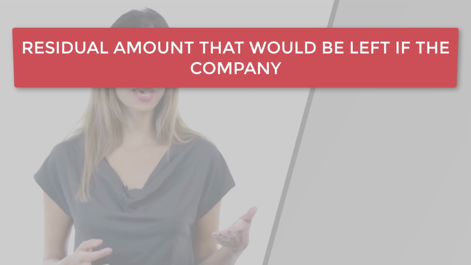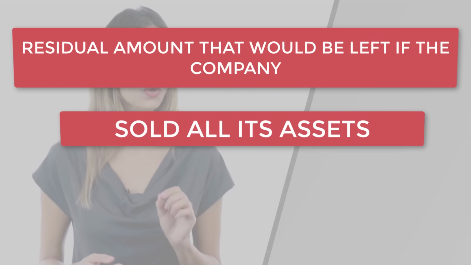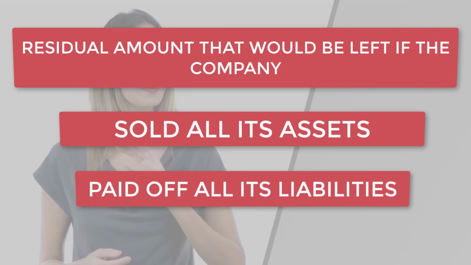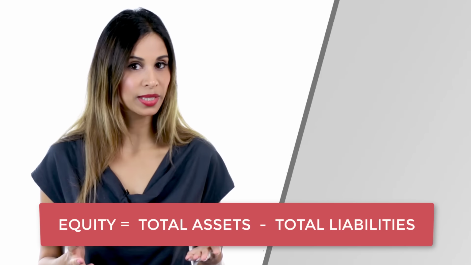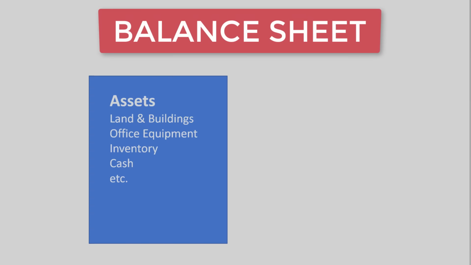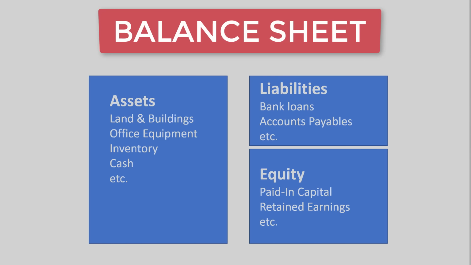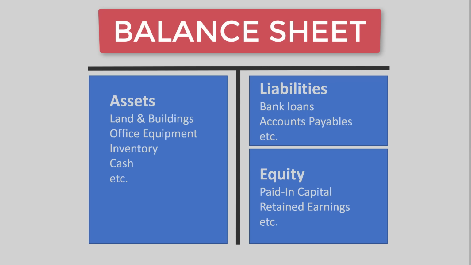It's the residual amount that would be left if the company sold all its assets and paid off all its liabilities. In other words, it's the difference between total assets and total liabilities. This leftover money belongs to the owners of the company. In the balance sheet, the assets are on one side and equity and liabilities are on the other side. If you draw a line between the two and one on top, it looks like a T. This is what accountants use to visualize accounting transactions.